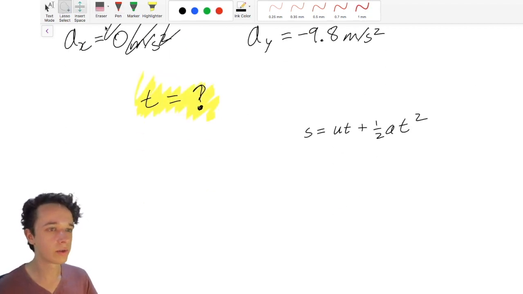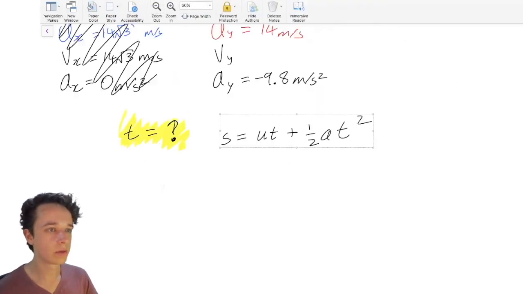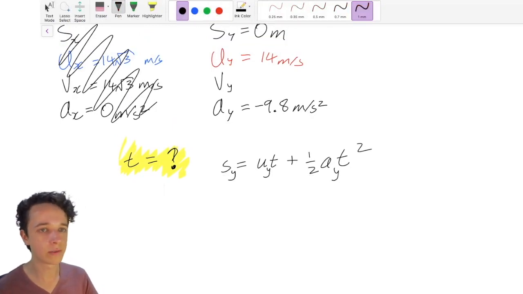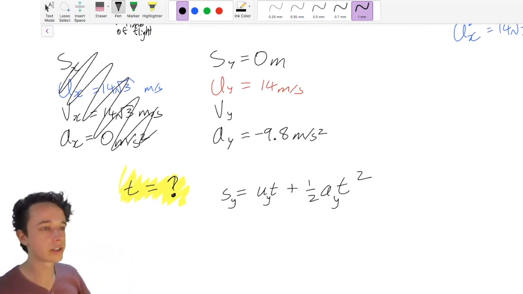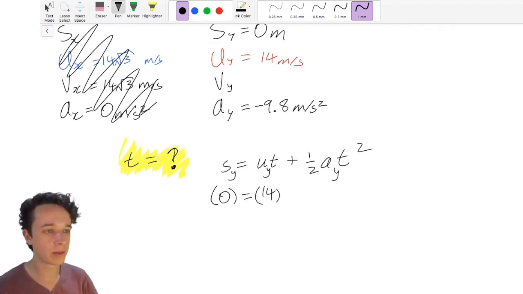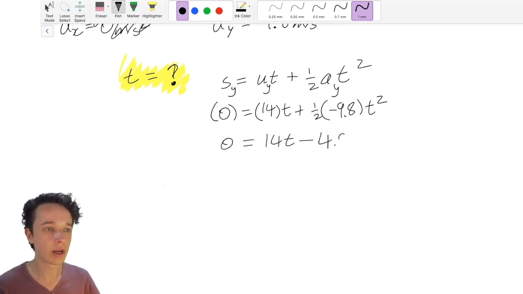So that's exactly what I'm going to do. If I just make this a little bit bigger, I'm going to label each of the relevant variables with the subscript Y, just to remind myself that I'm working in the Y component of the projectile's motion. All right, so substituting in these values, Sy is 0, equal to Uy, which is 14 multiplied by T, plus half of Ay, which is negative 9.8, multiplied by T squared. We can write this a little more simply as 0 equals 14 multiplied by T minus 4.9 T squared. That minus 4.9 is just half of negative 9.8.